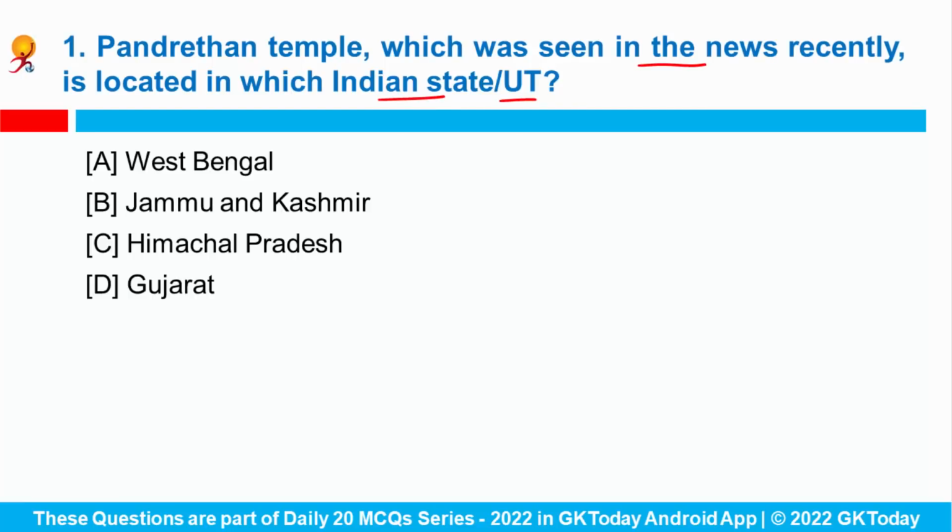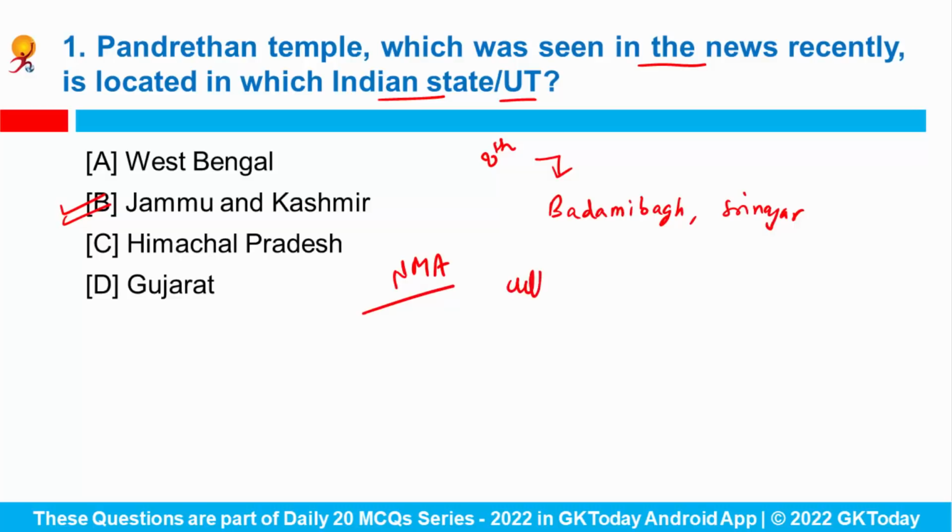So Pandrethan temple is a 8th century heritage site that is situated in Badami Bagh, Srinagar, which lies in Jammu and Kashmir. Okay. So the Chinar Corps of the Indian Army has designated the site recently, and in this regard, the unit was accorded recognition by the National Monuments Authority of the Ministry of Culture. So this site hosts several figurines of 2nd century in the form of 2 large monolithic rock Shiva Lingams, 7 Gandhara style sculptures, etc. Okay.